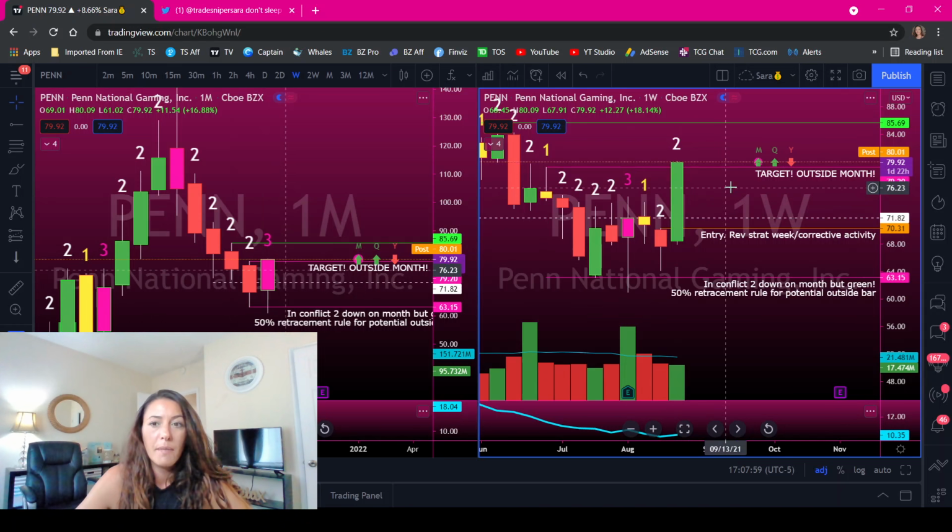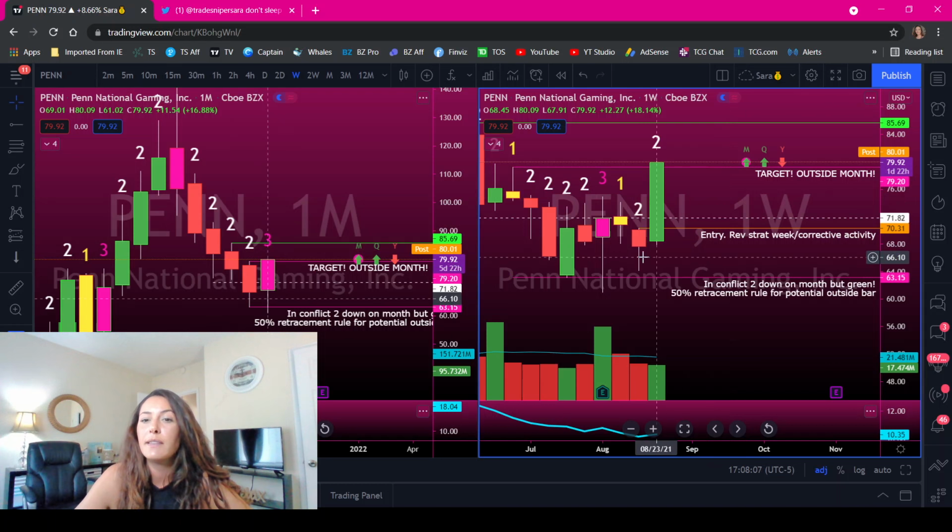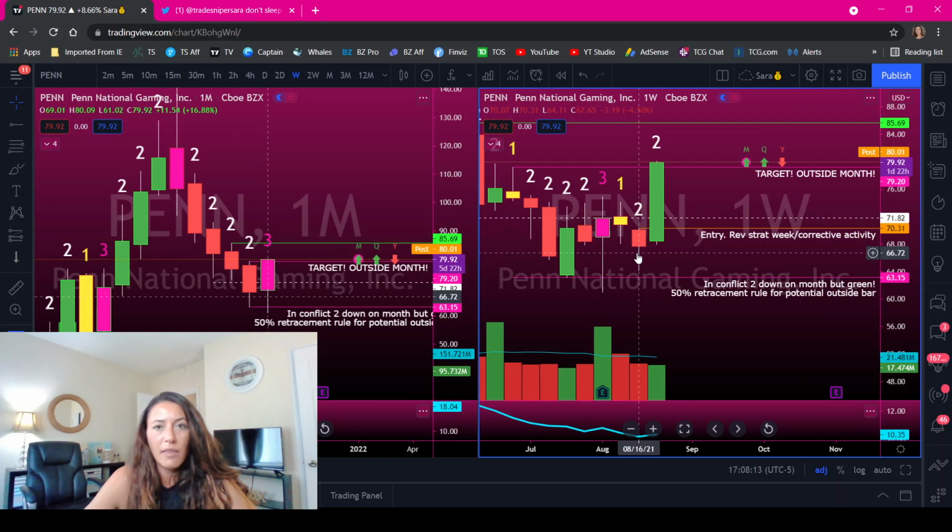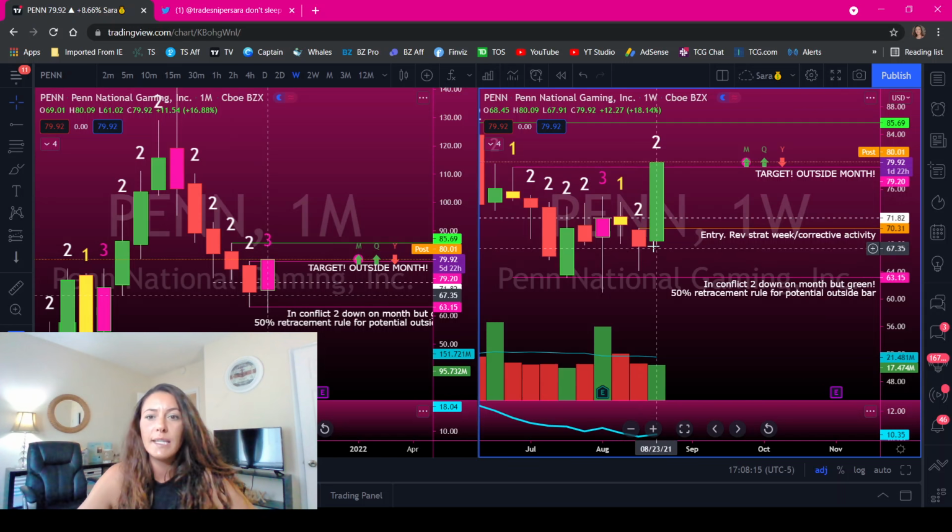If you don't know what I'm talking about, you have to learn the Strat sheet. You have to learn the terminology. A rev strat is the best thing ever because basically it's telling you that the bears failed. So who's left? You have to pick the other team. You have to go with the winning team. So the bulls are up.